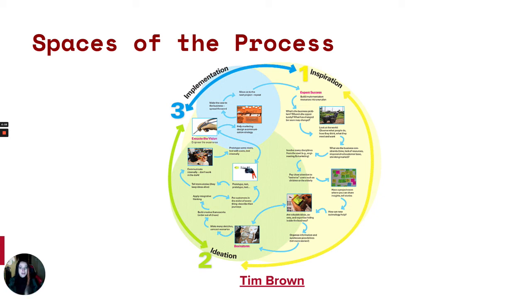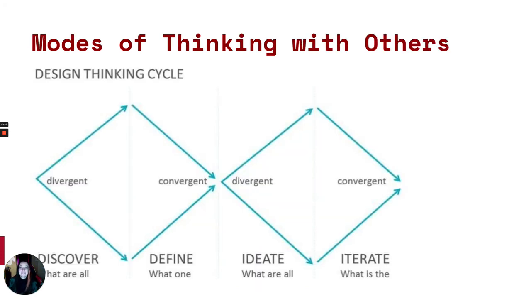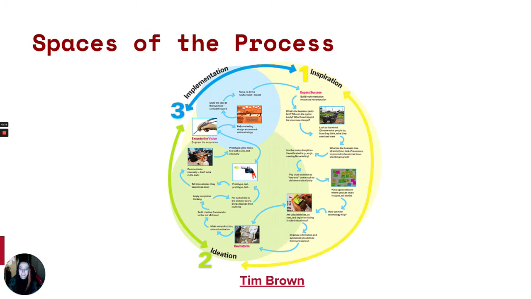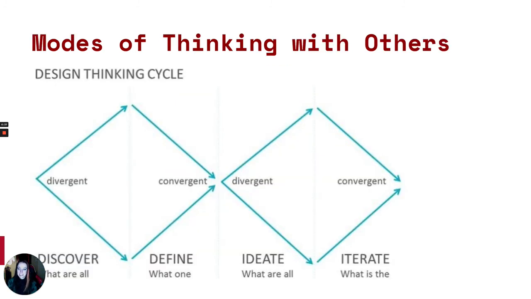And that's actually why implementation here is the smallest bubble, because you're not going to diverge and converge as much in that phase because you've already diverged and converged in steps 1 and 2. So by the time you get to 3, you already know more narrowly the direction you need to go in. You might try a few new things, but mostly you're going to converge toward that final endpoint. So you see that represented here. This is that same set of spaces. So discover and define, ideate and iterate. That's inspiration, then ideation, and then implementation.